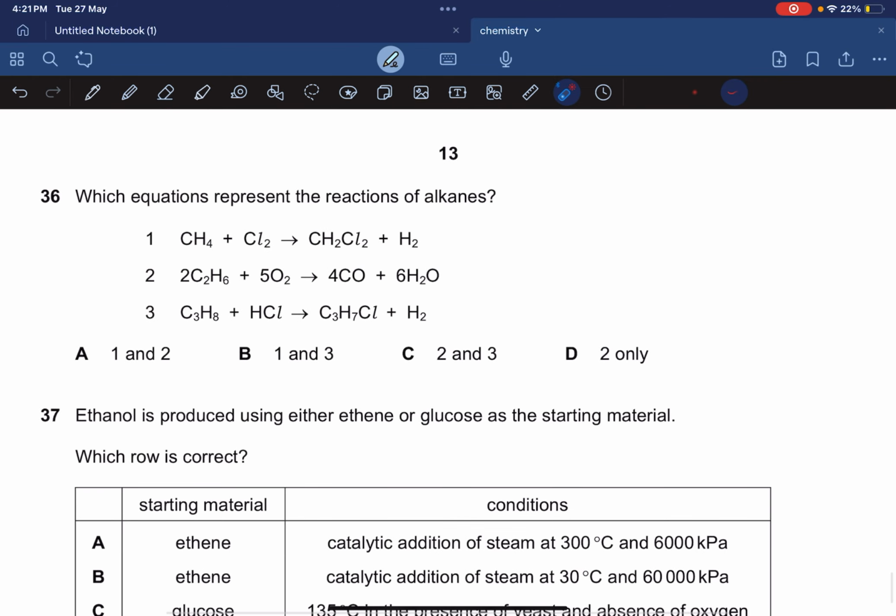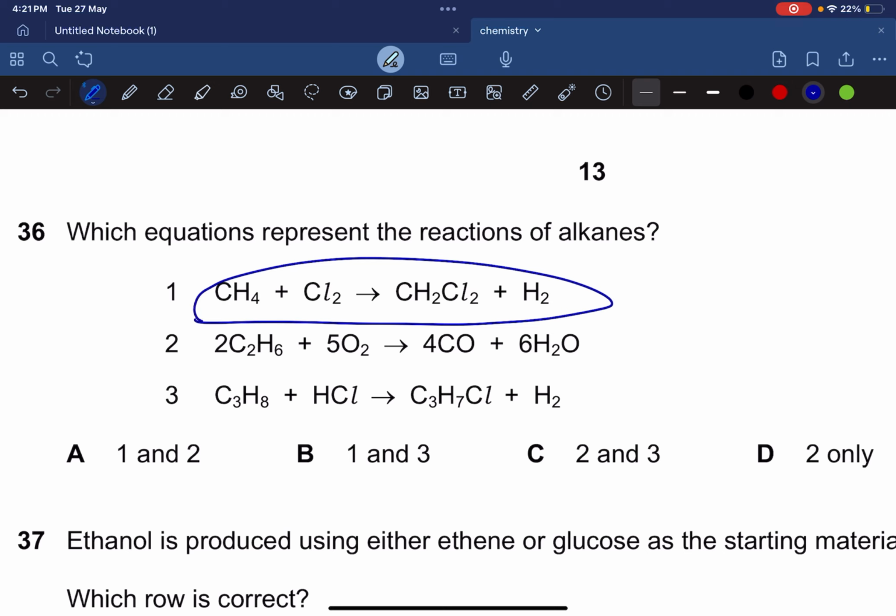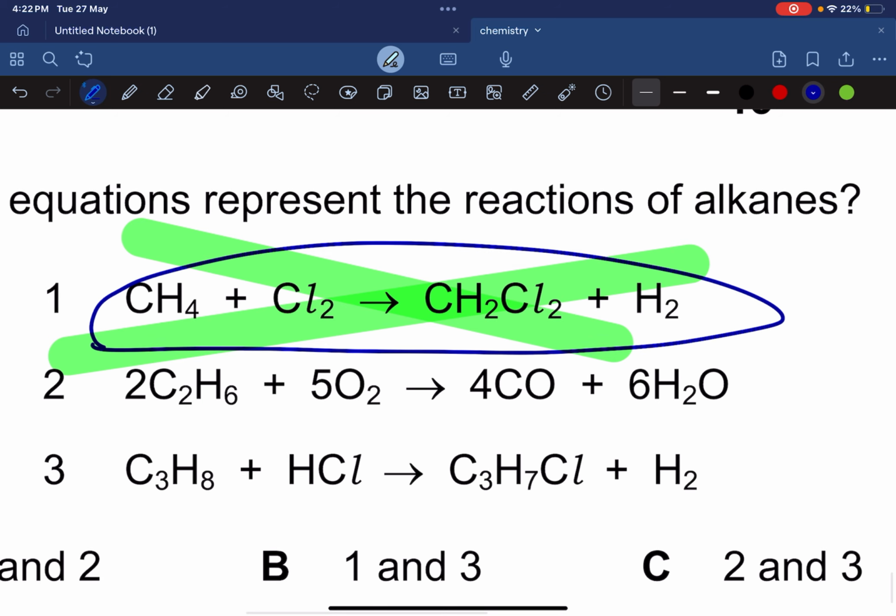Which equation represents reactions of alkanes? Okay, so we are looking majorly for substitution reactions. Okay, you have CH4, you add chlorine to it, you form CH3Cl. Many of you might think one thing, that this thing is possible. Please, this thing is not possible. At a time, remember that you can only and only replace one hydrogen atom. Over here, this chlorine replaced two hydrogen atoms.